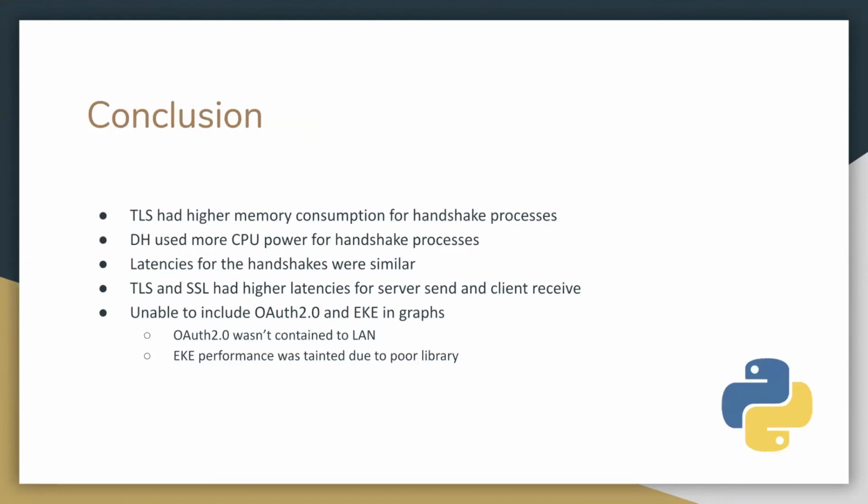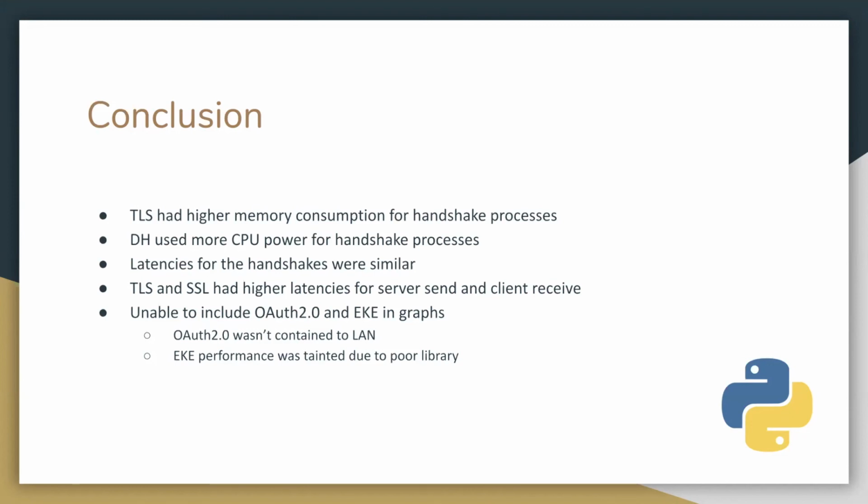So in conclusion, we found that TLS and SSL were typically the most efficient protocols. However, TLS did have higher memory consumption for the handshake process. It was interesting that TLS and SSL had higher latency on the server side for sending, which, if you had a large server serving many requests, might be something to consider. But if you're talking about IoT devices that are just trying to communicate with one another, it may not be that big of an issue.